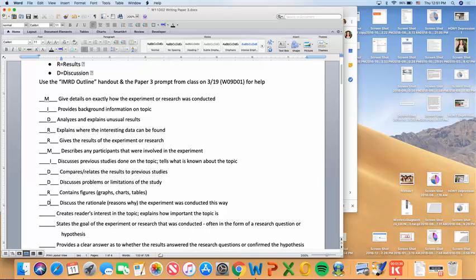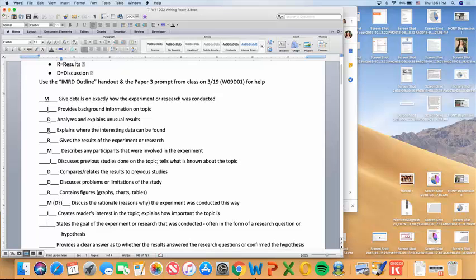I actually didn't get a chance to do this beforehand. So is that D or is that methods? It's methods? Okay, yeah, so this is methods. I'll double check that because I meant to do this beforehand, but I think having it in both places wouldn't be a problem. How about creates the reader's interest in the topic, explains how important the topic is? Valerie?